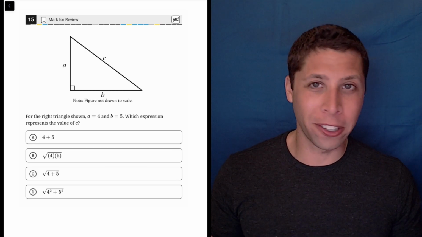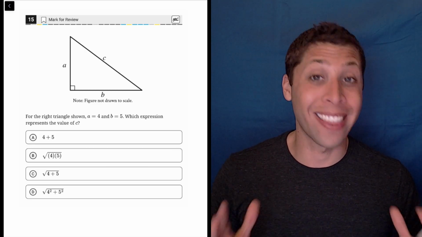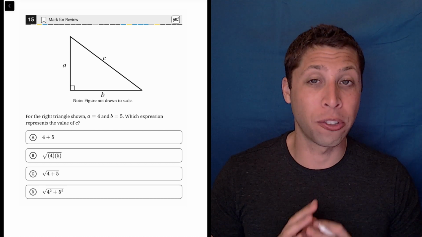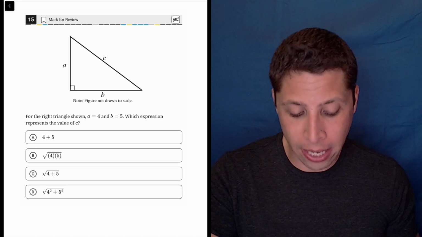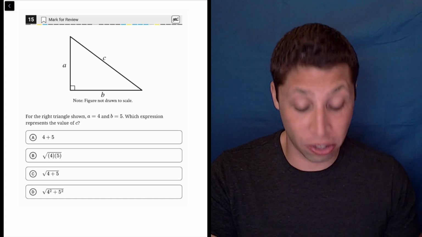Hopefully this shape looks familiar. This is about as easy as it gets for Pythagorean theorem. This is one of the most important formulas that you learn in geometry, and we're going to need it here because we're going to need to solve for c, which is the hypotenuse.